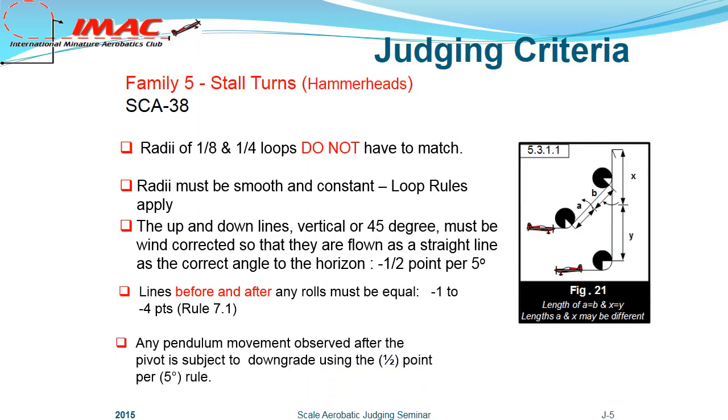Any pendulum movements seen after the aircraft pivots is downgraded at 1/2 point per 5 degrees. For example, if the aircraft swings left and right of vertical by 5 degrees each, the resulting deduction would be 1 point.